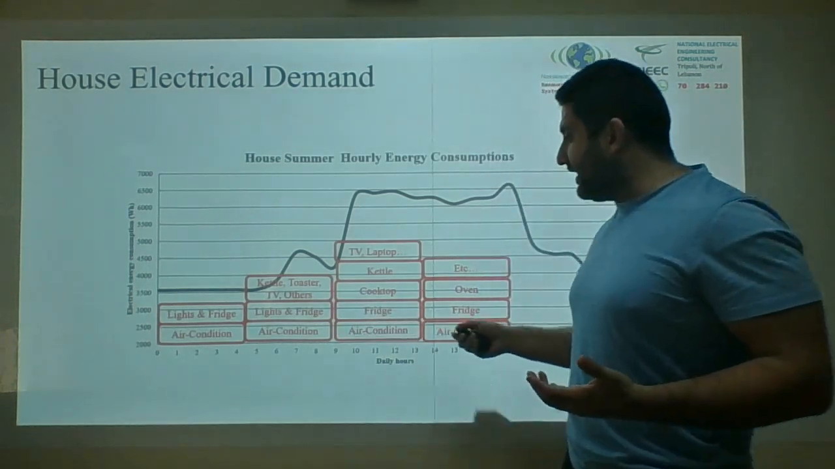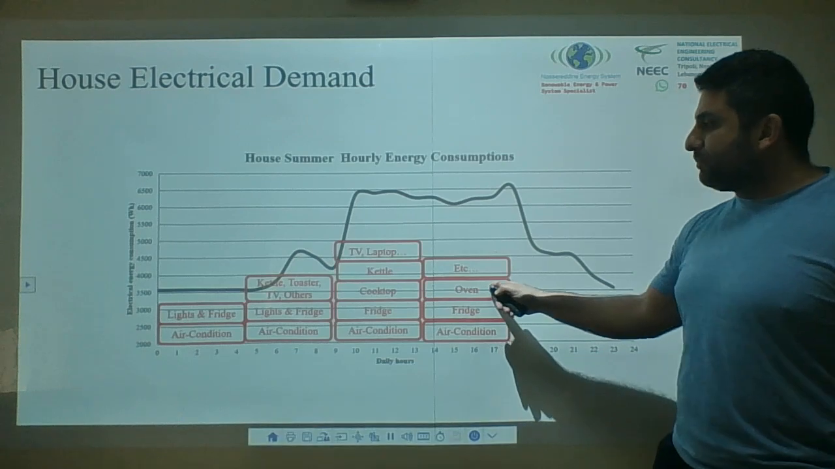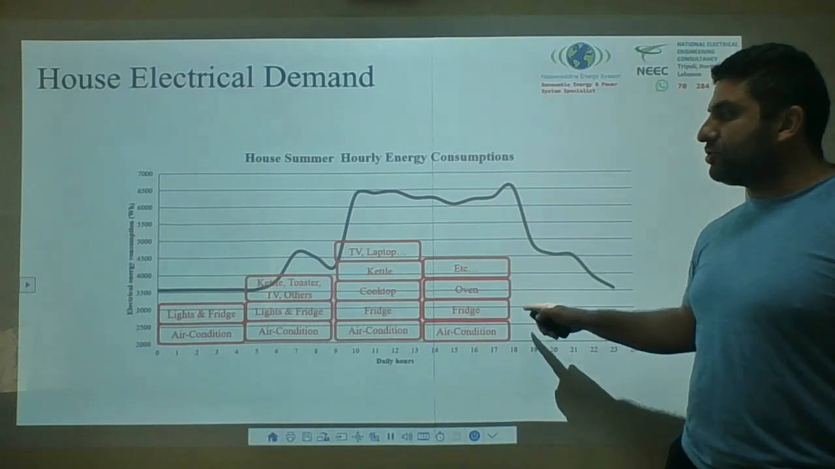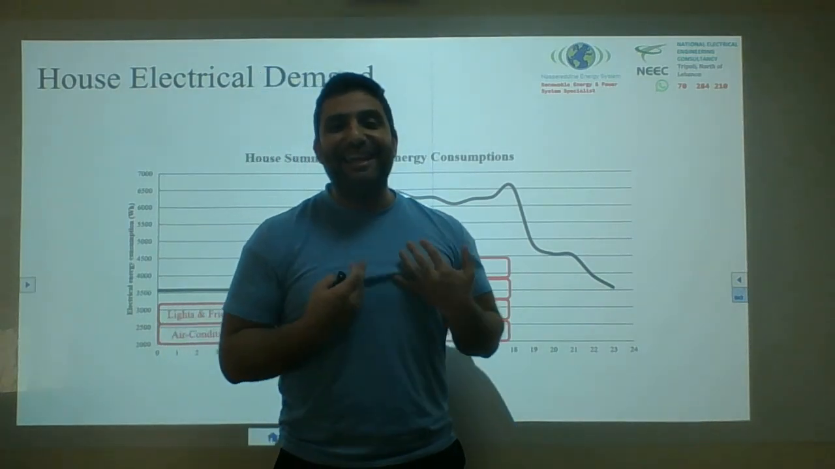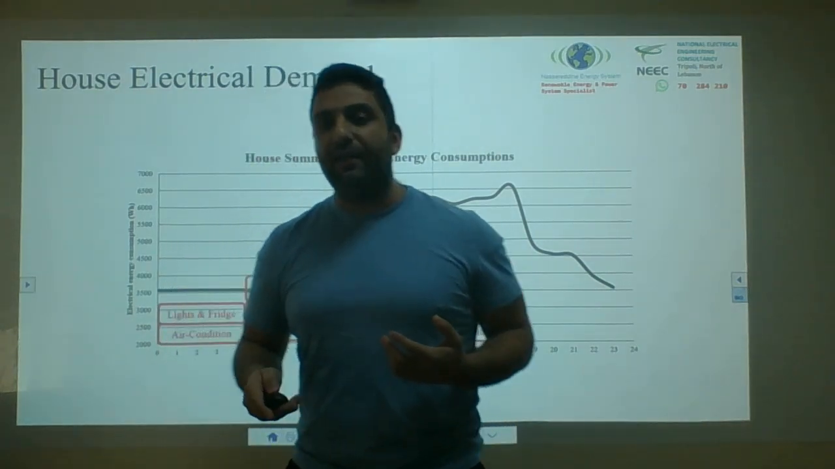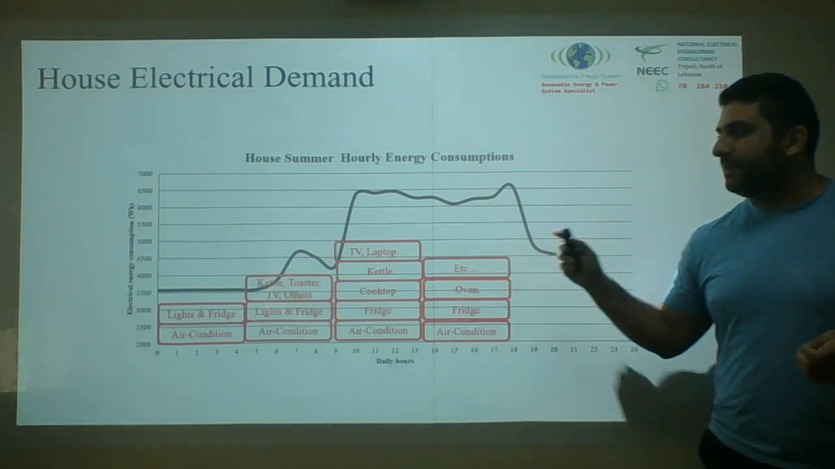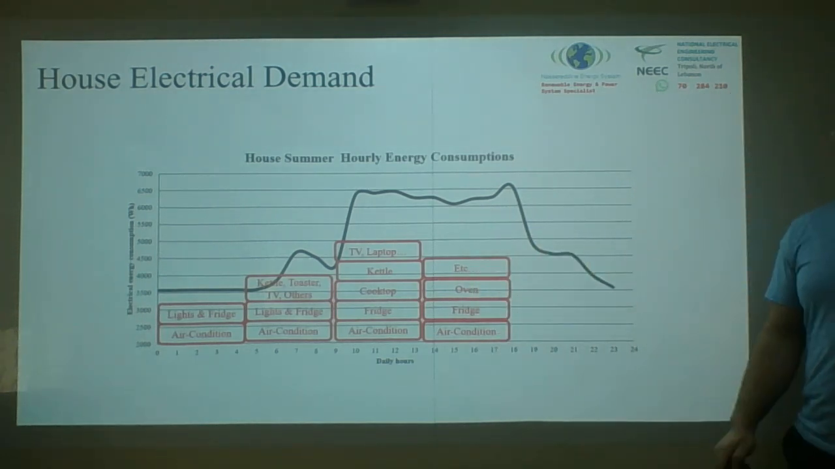I can change it. I can, for example, push the oven from this point to this point, the cooktop from this point to this point. I can organize it. I can manage my way. It's up to me. How do I manage my consumptions?